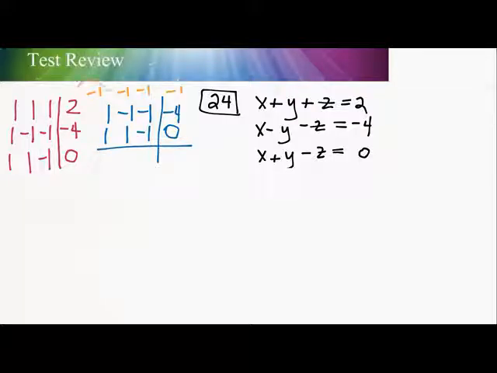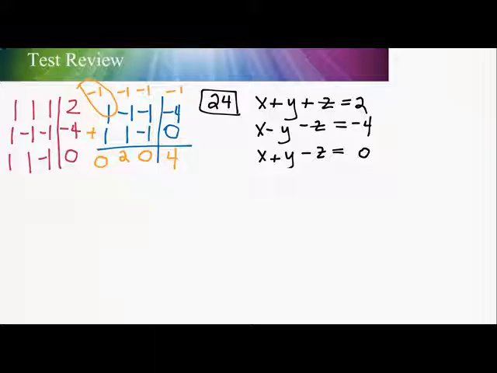So I'm going to multiply the top by a negative 1, and then I'm going to add with the second row. So that's going to make a 0. And then the second column is going to end up being a 2. The third column is actually going to make a 0 because it's going to be a positive 1 plus a negative 1. And then the last column is going to be a positive 4.